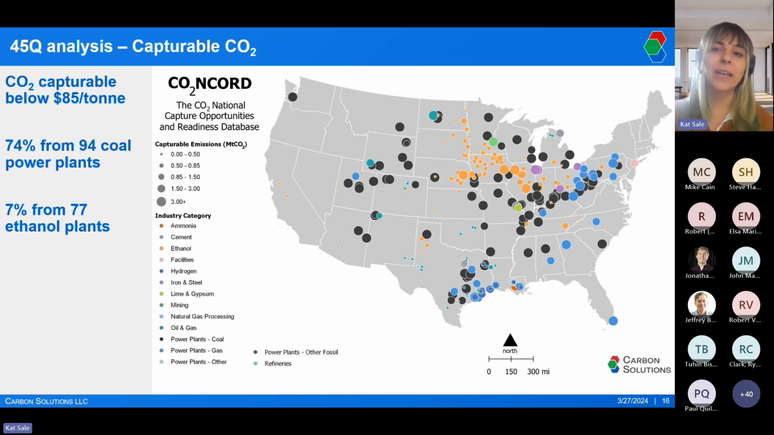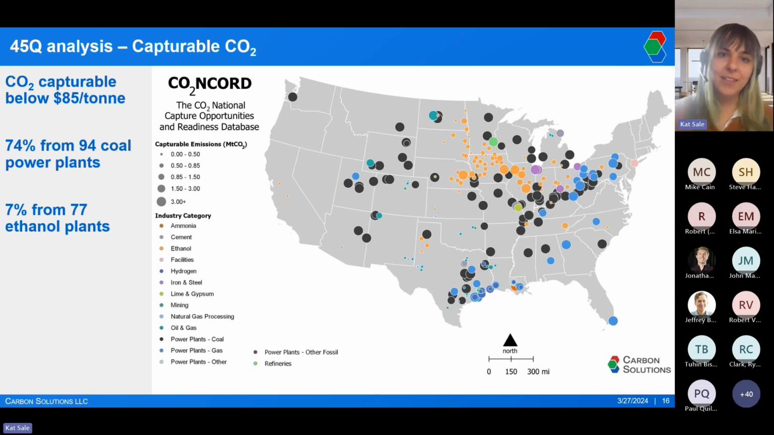Ethanol plants also retain a low cost of capture despite producing comparatively small amounts of CO2 per facility. At only 7% of the total 45Q capturable emissions, 77 ethanol facilities have CO2 which can be captured for less than $85 per ton. And essentially 2 types of plants are left when investigating these low-cost options: facilities with high quantities of capturable CO2, which drives down the cost per ton captured, and facilities that always have a low cost of capture because of the relative concentration of their CO2 stream.